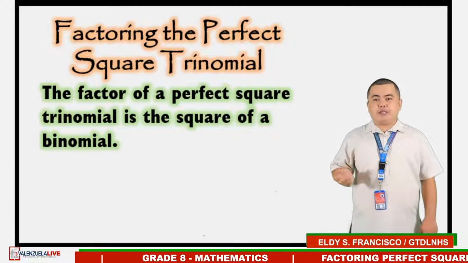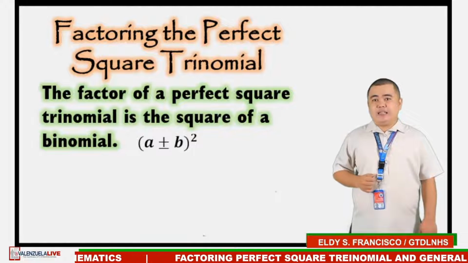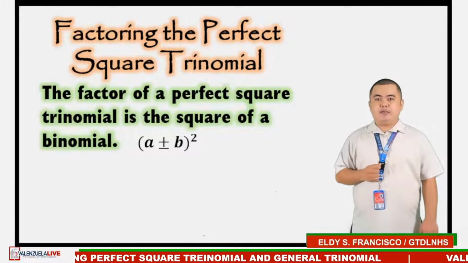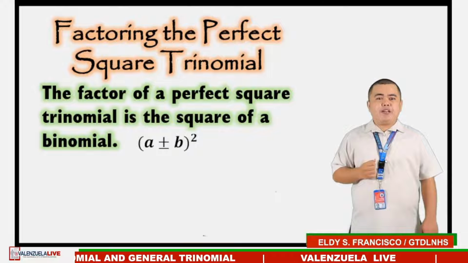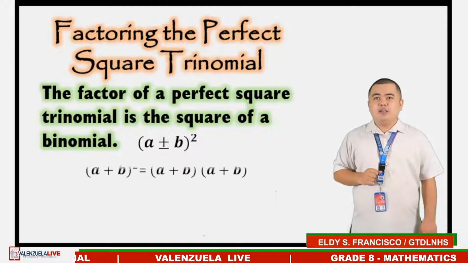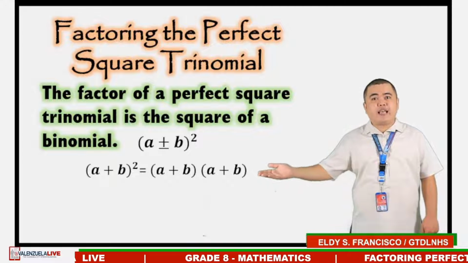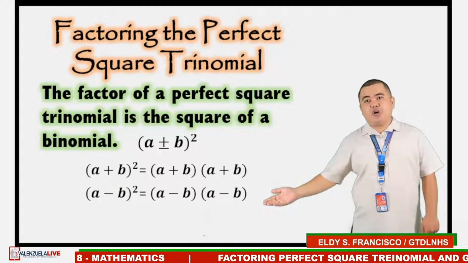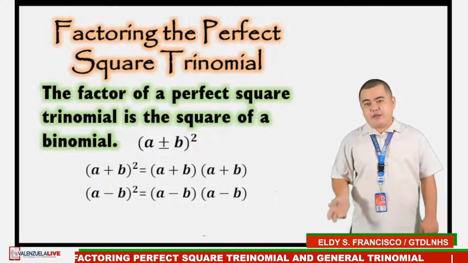The factor of a perfect square trinomial is the square of a binomial. That is written in this form: the square of binomial a plus or minus b. Remember these, learners. Don't be confused about this. The square of binomial is also equal to two identical factors. Therefore, the square of binomial a plus b is equal to quantity a plus b times quantity a plus b. And the square of binomial a minus b is equal to quantity a minus b times quantity a minus b.